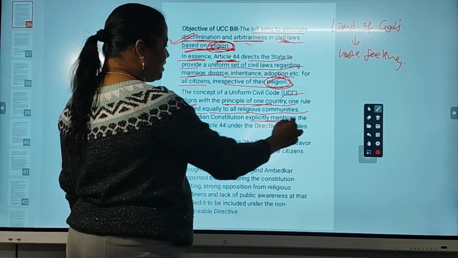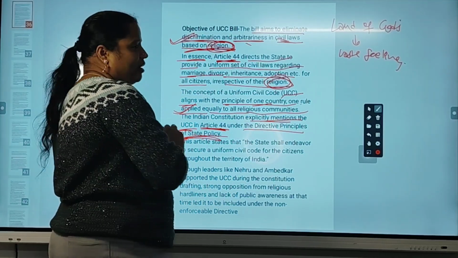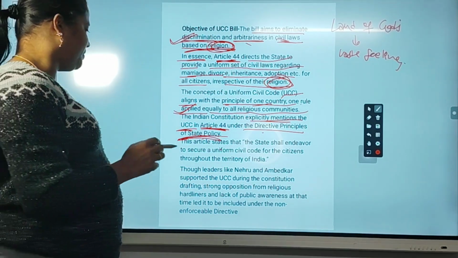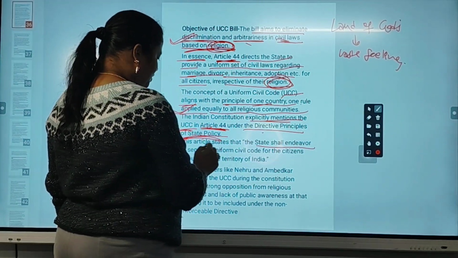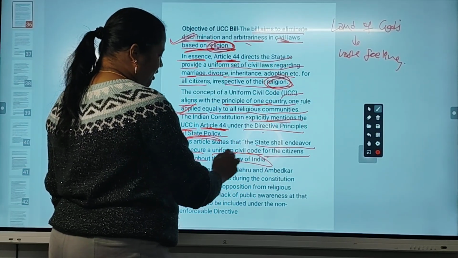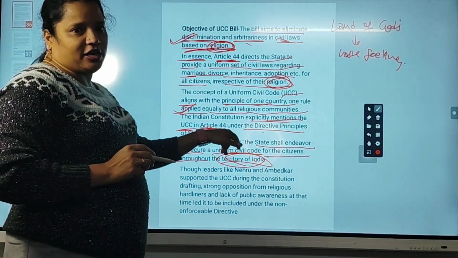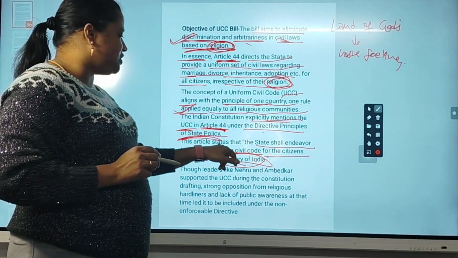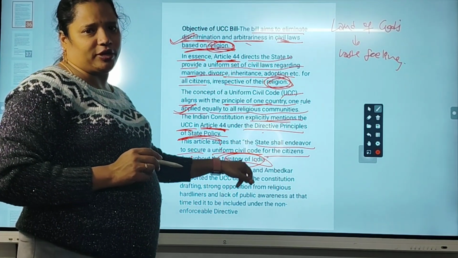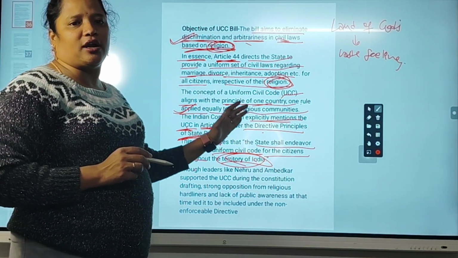The Indian Constitution explicitly mentions UCC in Article 44 under DPSP. So the UCC has been mentioned under Article 44 under DPSPs. The article states that the state shall endeavour to secure a uniform civil code for the citizens throughout the territory of India. By this provision, UCC has been introduced into Uttarakhand also now.